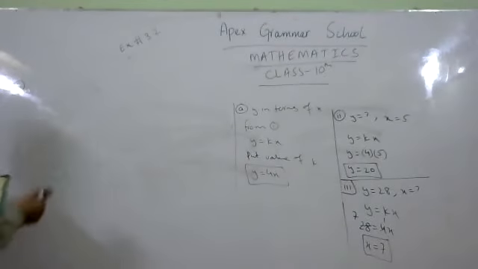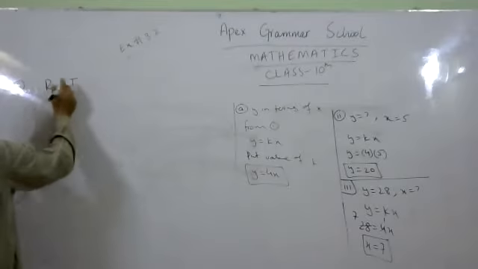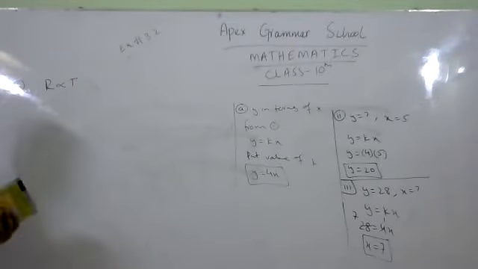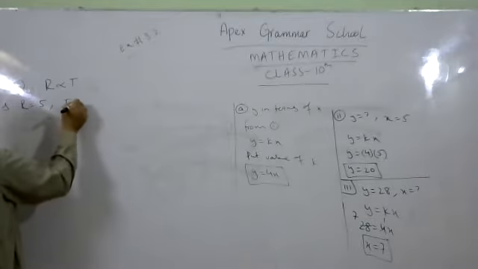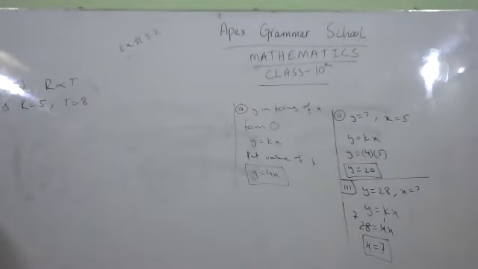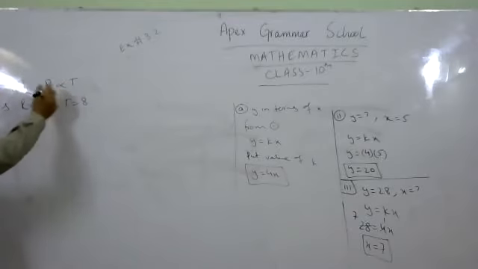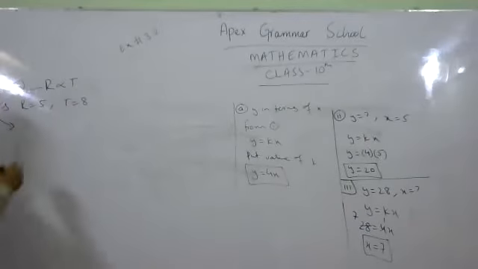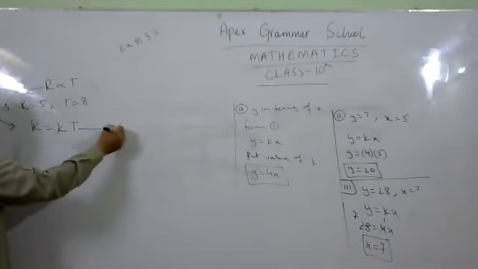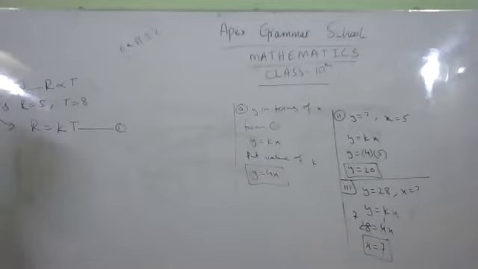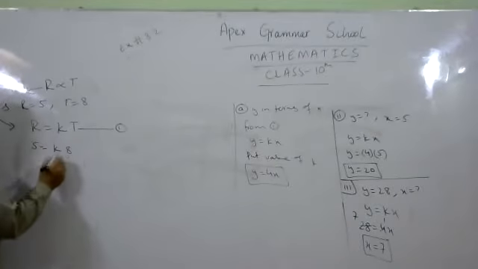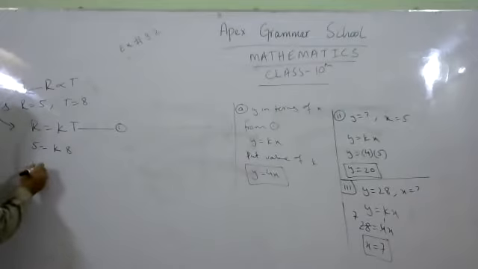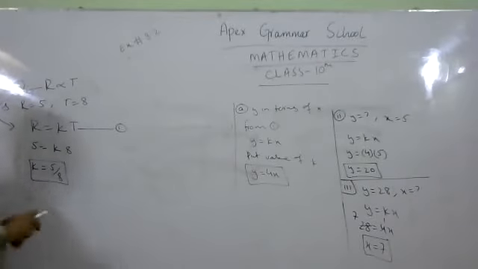Question number 3 is again like that: if r is directly proportional to t, and r is equal to 5, t is equal to 8. Now, just from this part of the question, we can easily find the value of k. For example, r is directly proportional to t. We can write this as r is equal to k t. This is equation number 1. Now we need the value of k. So put the values of r and t. The value of r is 5, k is k, and t is 8. 8 will divide here. So the value of k is 5 by 8. This was only the value of k.